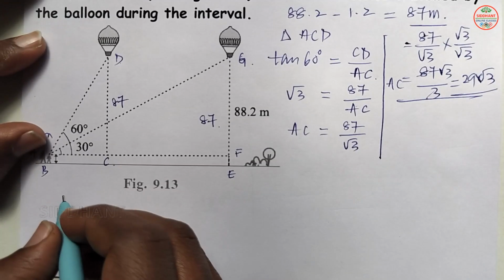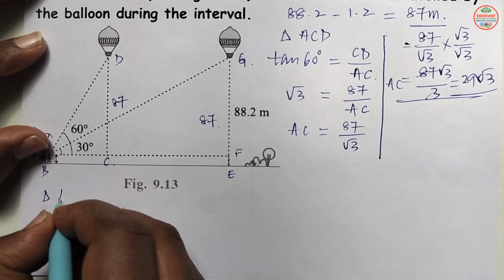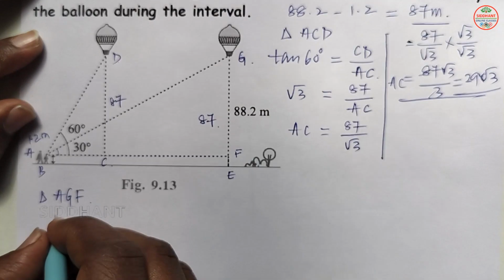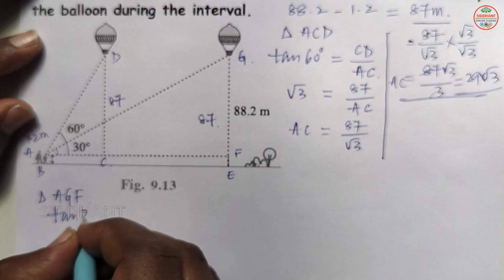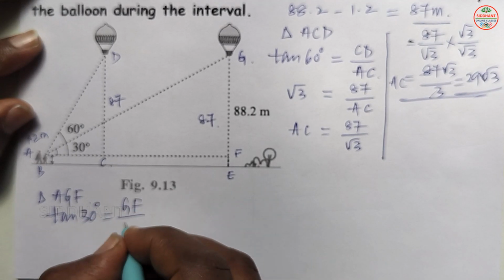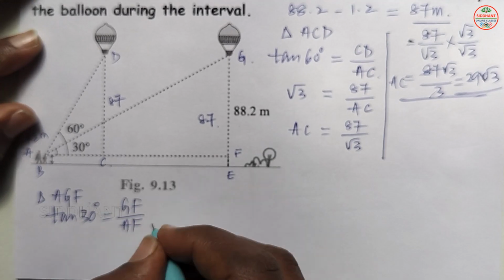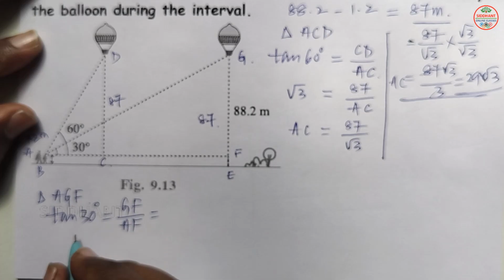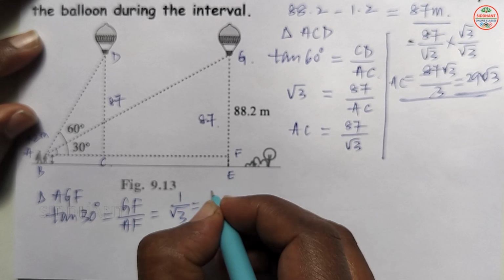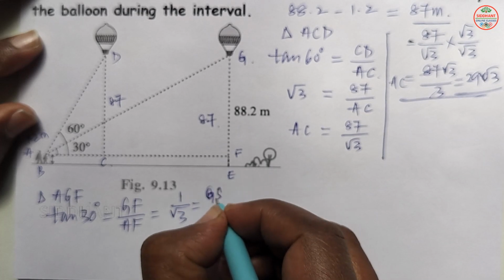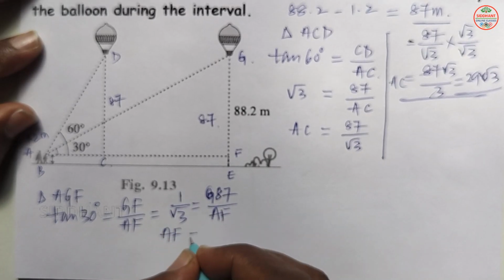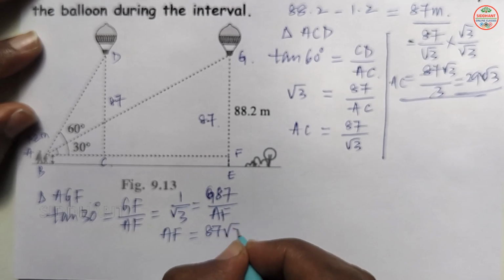So now we are going to take another triangle, which is AGF. Here we take tan 30. That will be GF by AF. Tan 30 we know is 1 by root 3, that equals GF, which we know is 87, by AF here. So AF equals 87 root 3 here.